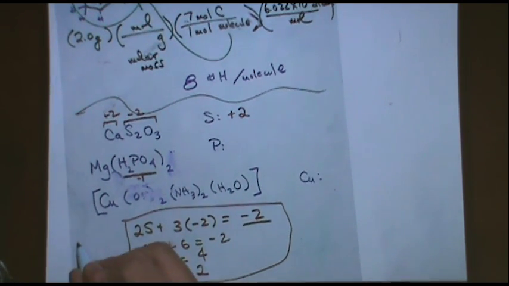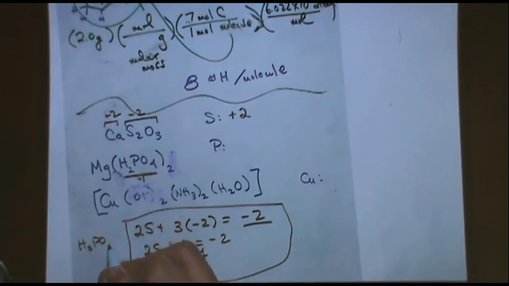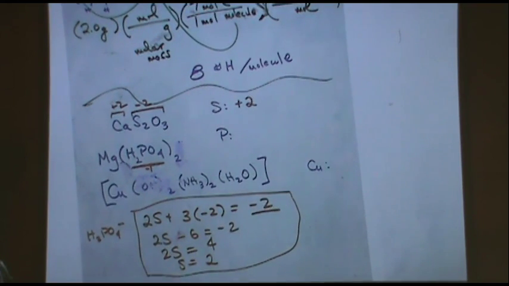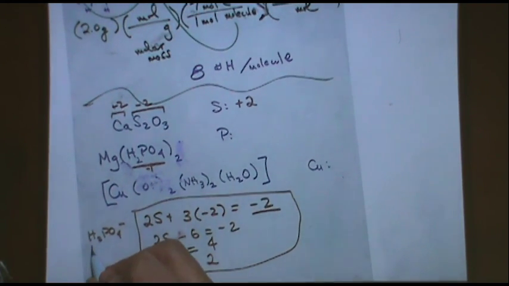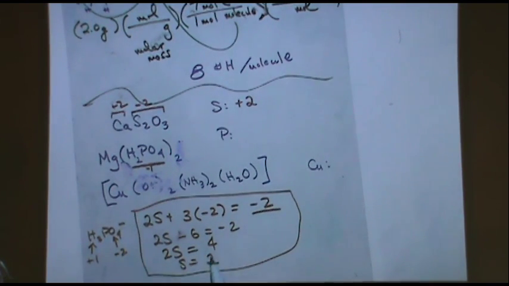So I'll rewrite it here. H2PO4 -1. It's one off of phosphoric acid. What's the common charge for hydrogen? +1. Oxygen common charge? -2, just like the other one.